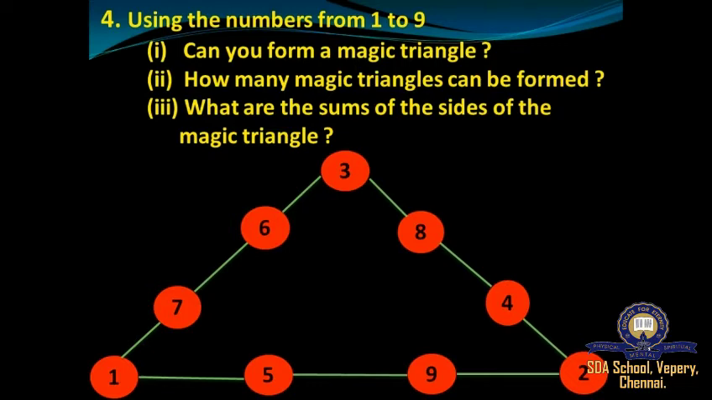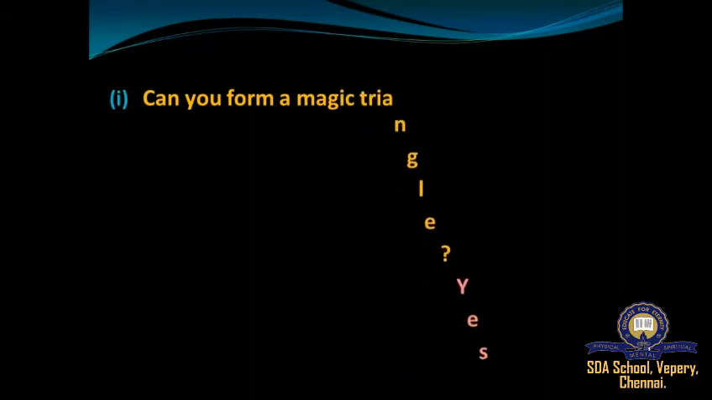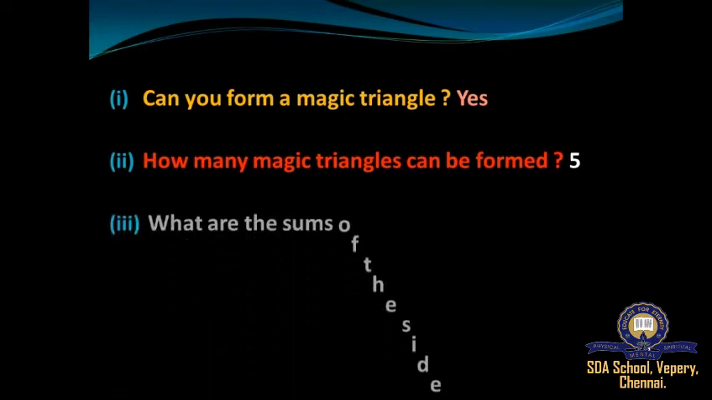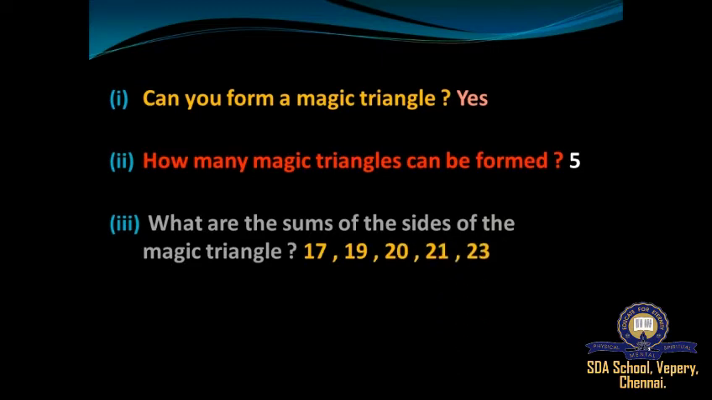So the first question is, can you form a magic triangle? Yes, we can form a magic triangle, right? And the second one is, how many magic triangles can be formed? It is 5. Okay, 5 different magic triangles are possible, with sums 19, 20, 21 and 23. They are asking what are the sums of the sides of the magic triangle. So the 5 different sums of the magic triangles are 17, 19, 20, 21 and 23.